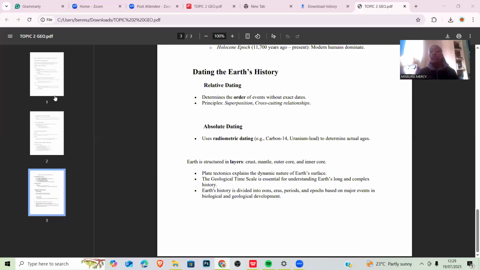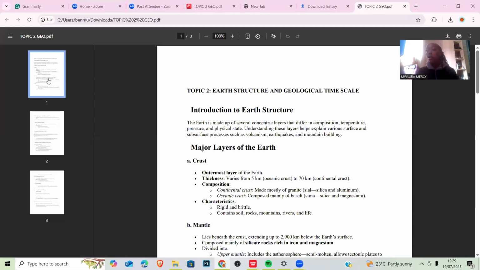Good morning. So today we are going to learn about topic 2 in the unit geomorphology, which includes the Earth structure and geological timescale. So we'll start with the introduction to the Earth's surface.